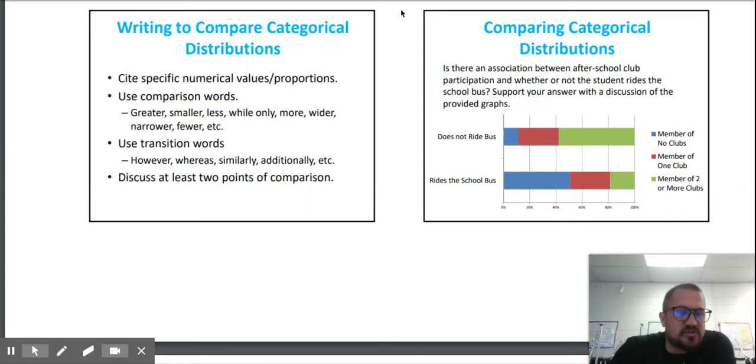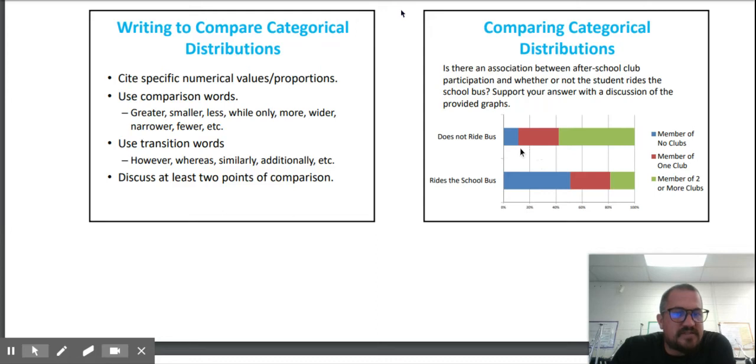And the way we would use this graph is we would say students who ride the bus, looks like just over 50% or right around 50% of those do not participate in a club. And it looks like just over 30% of those only participate in one. Whereas if you look at the students who do not ride a bus, there is less than 20% that are members of no clubs, which is a lot smaller than the 50% here.